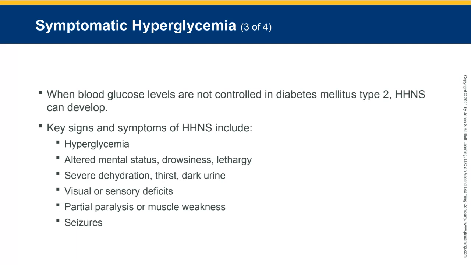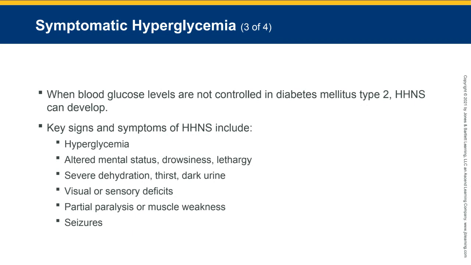Still on hyperglycemia, when blood glucose levels are not controlled in diabetes mellitus type 2, they can have hyperglycemic, hyperosmolar, non-ketotic syndrome or coma. And as I said before, when you come across that big word, it just means that the patient has excessive dehydration because of the high amount of glucose molecules building up in the blood.